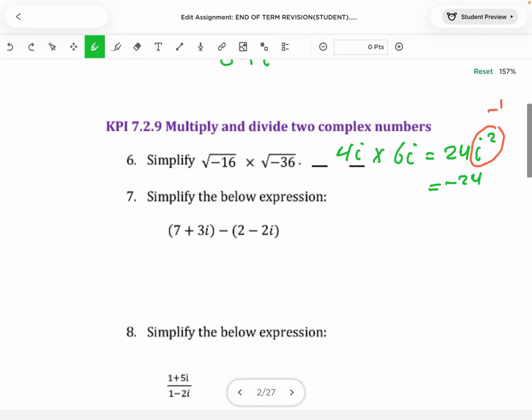Simplify the expression below. We are subtracting, we switch. So it will be 7 minus 2 plus 2i. 7 minus 2 is 5. 3i plus 2i is 5i.